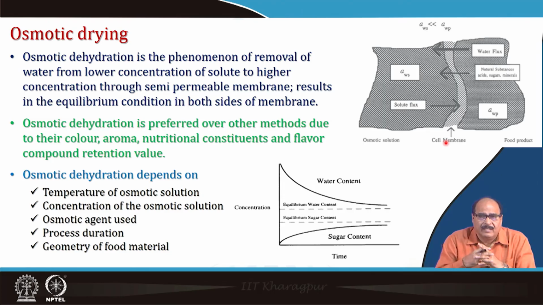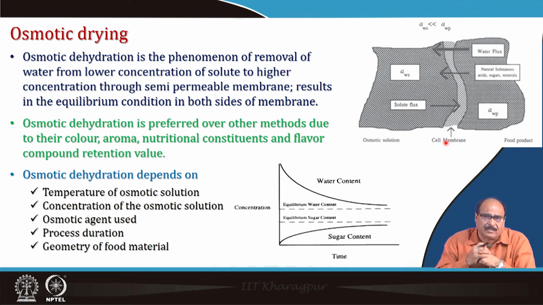We have earlier studied the osmosis and reverse osmosis processes. Osmotic concentration we have studied. Similarly, there is osmotic dehydration, the phenomenon of the removal of water from lower concentration of solute to higher concentration through a semi-permeable membrane. The principle is the same, but here osmotic dehydration is preferred over the other methods because the retention of color, aroma, nutritional constituents, flavor, etc. is better in the osmotic dehydration process. So particularly in fruits, this osmotic dehydration process gives a better quality dried product.